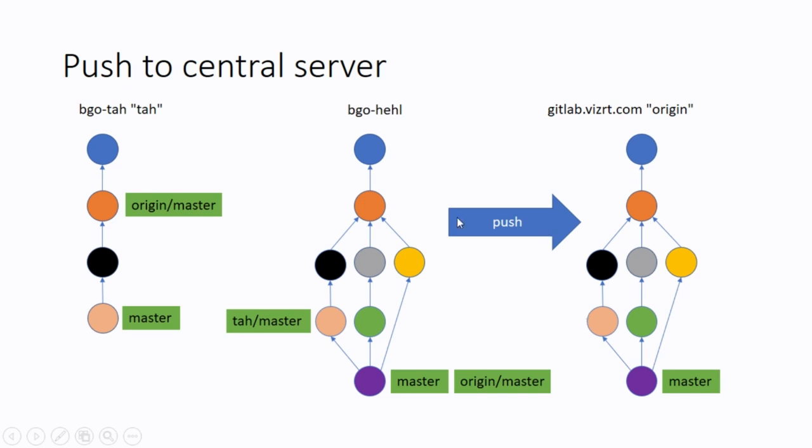And if I push my new stuff to the origin server, all of these commits are first added to the repository history and the objects, and then the master branch of the server is updated after that to point to the latest commit. And locally, since I now know that this is the state of the origin server, I update my origin slash master branch.